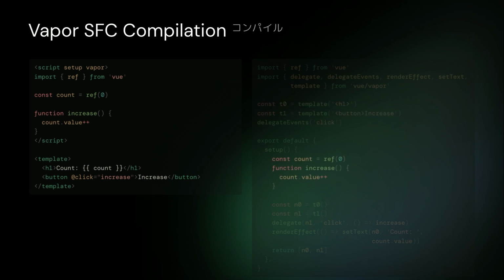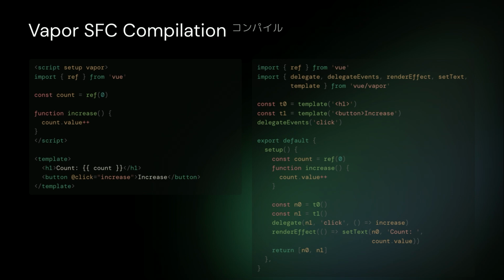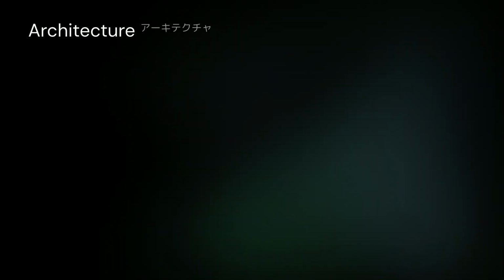Next, we define the count variable and increase function inside the setup. The last few lines of code handle the core rendering logic. We bind the event handler to the node and use render effect to track any data updates. After that, only the code inside the render effect runs whenever updates are needed. So, how is Vapor's architecture flexible?